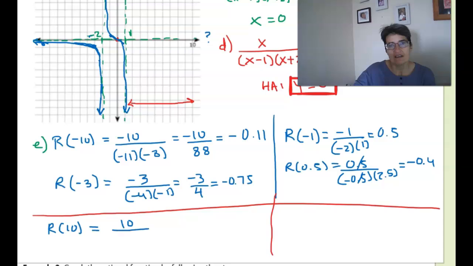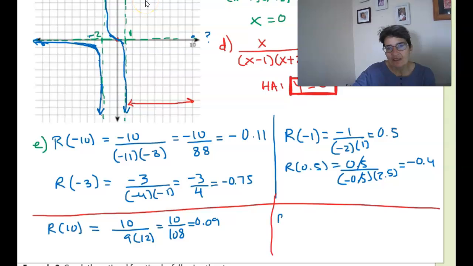So we have 10, and then 10 minus 1 is 9 times 12. 10 divided by 108 is positive, and it's small, right? It's about positive 0.1. It's like 0.09. So we're here. Okay, so we're already suspecting that the other branch is here.